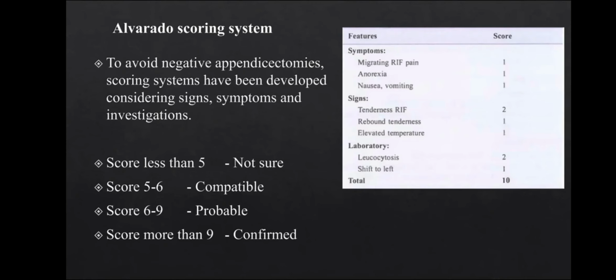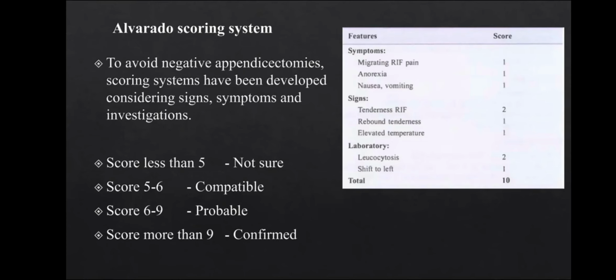The pain first starts in the umbilical region, then moves to the right iliac fossa. So we check whether migrating right iliac fossa pain is present or not. If it is present, it is given score 1. Next is anorexia: loss of taste, loss of appetite, all those features. If it is present, another score of 1 is given. If nausea or vomiting is present, again another 1 is given.